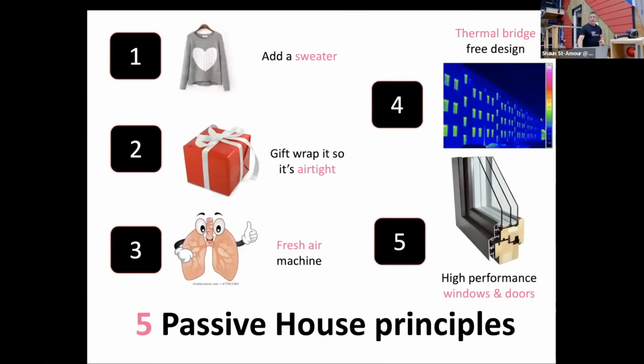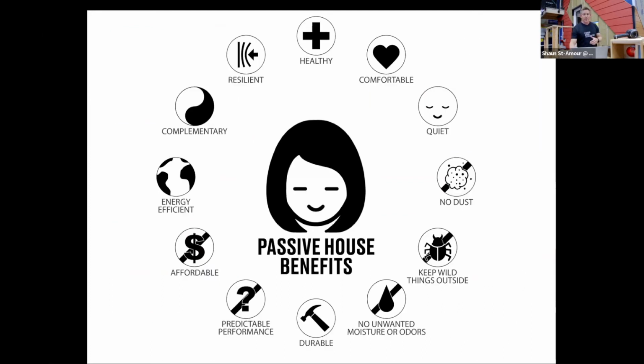So again, just to make sure those elements landed with you, because I went by them fast: number 1, we talked about adding a sweater. Number 2 is airtight homes. Number 3 was the fresh air machine. Number 4 was avoiding thermal bridges. Number 5 was high performance windows and doors. So now you have a good understanding of those 5 Passive House principles that can be used to make our buildings more energy efficient. Let's take a deeper dive into what that looks like.